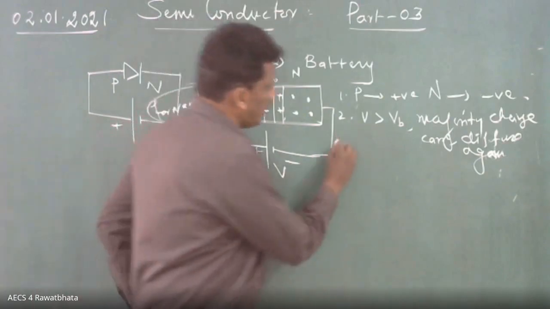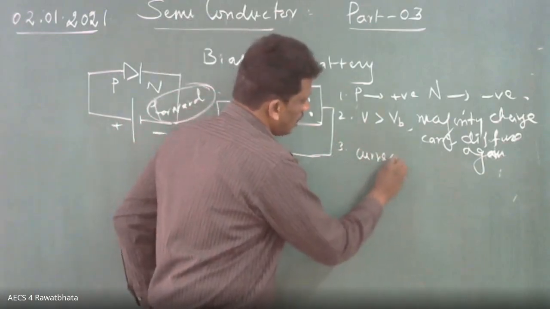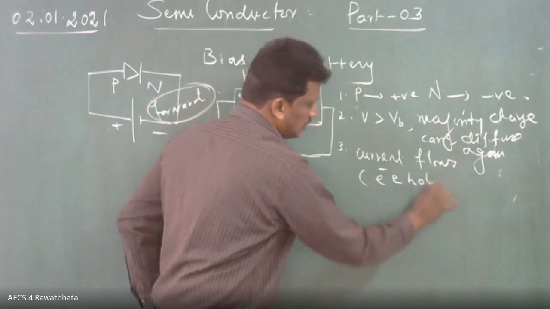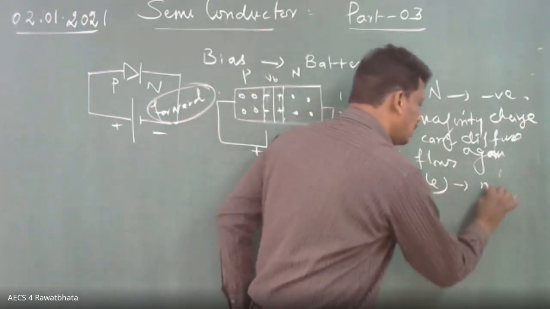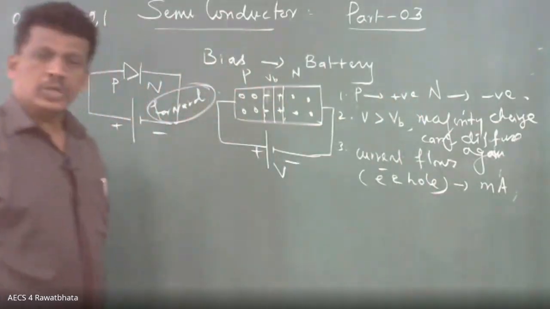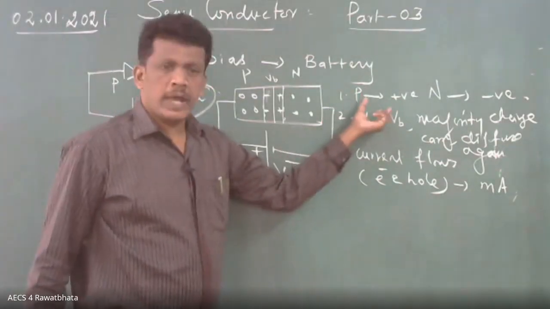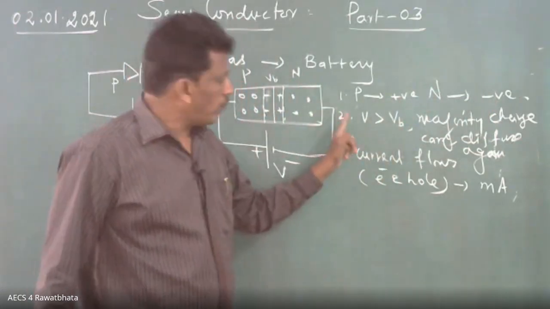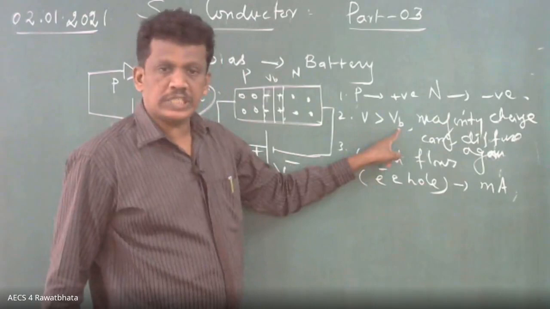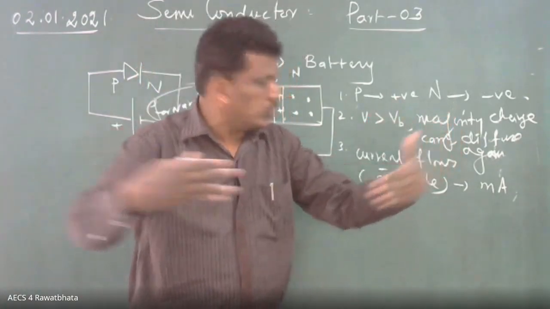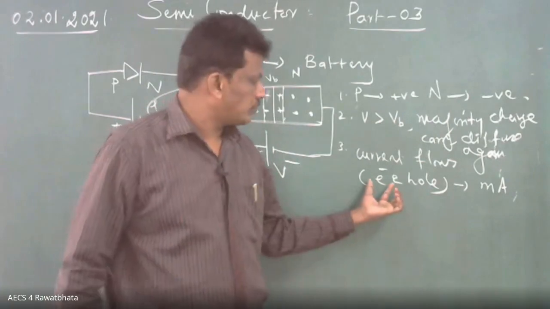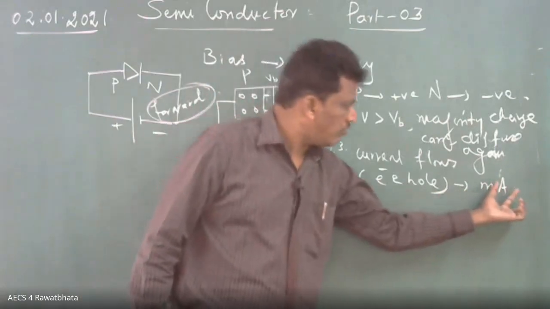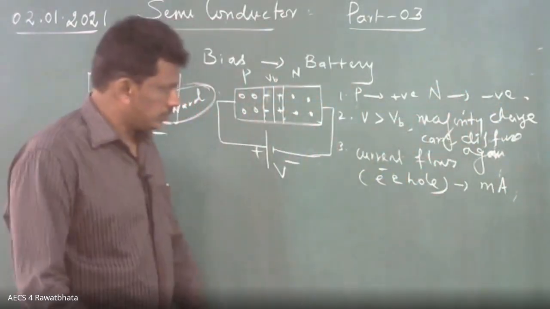So automatically what will you get? Current flows. This current is due to what? Electron as well as hole. How is the current measured? In milliampere. So what is forward bias? P region with the positive, N region with the negative. Second point, when the applied potential difference is greater than the barrier potential, the majority charge carriers diffuse again, so the current starts flowing. The current is because of electrons as well as holes. The current is in the order of milliampere. These are the points you remember.